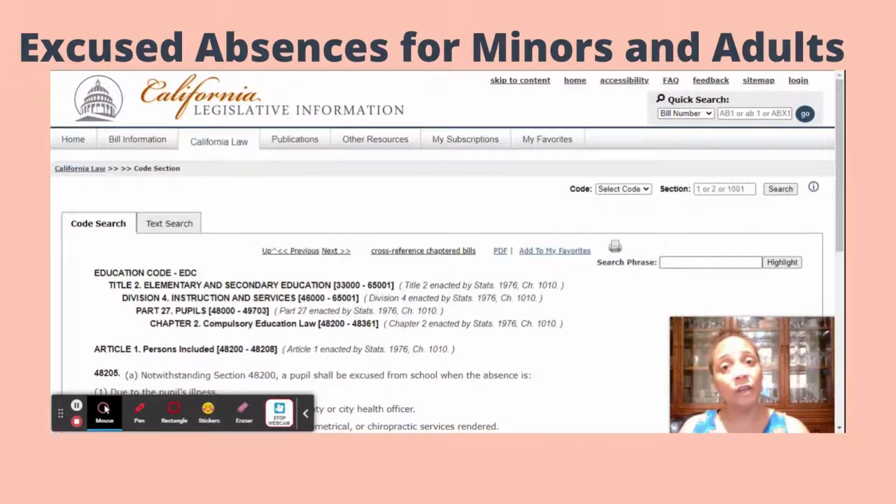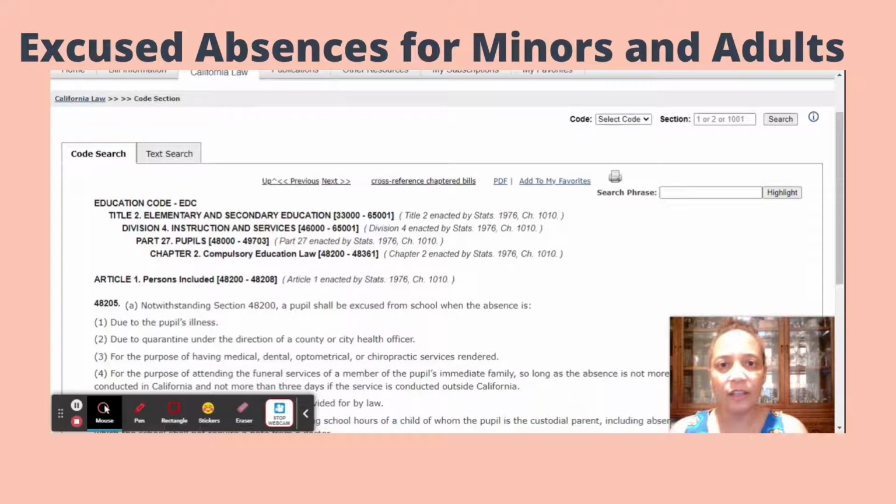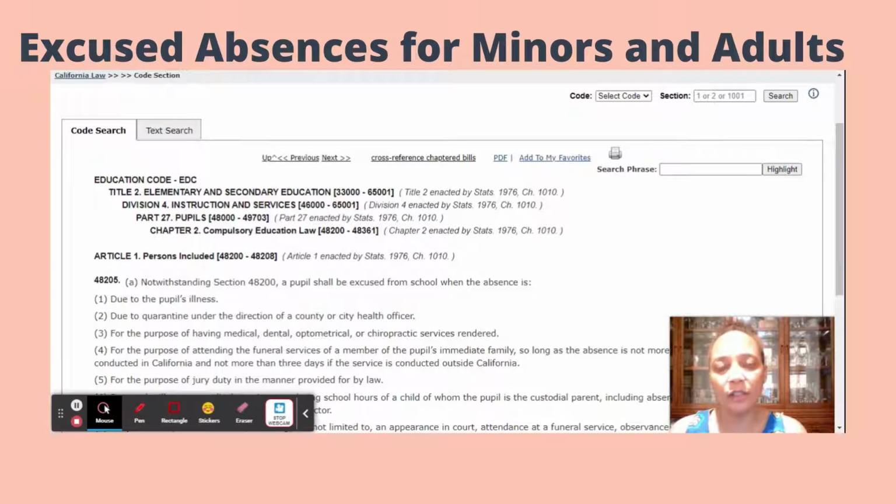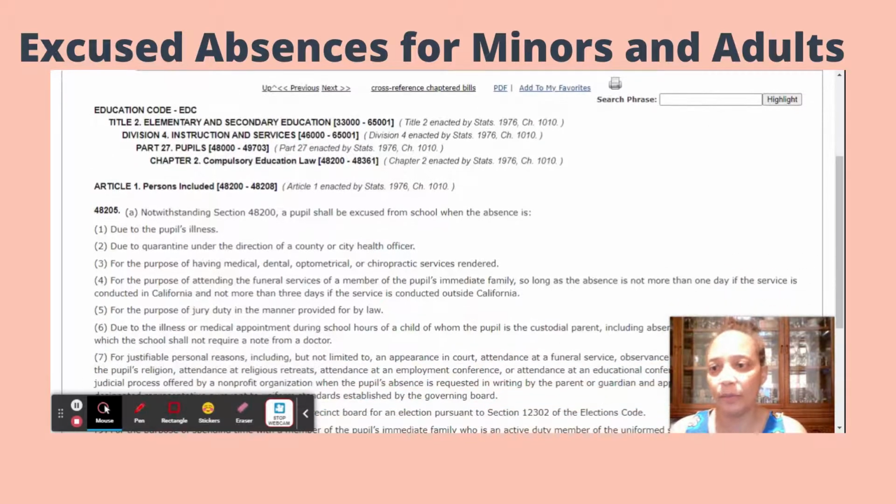Now, just as we have truancy laws that affect minors, we also have education codes that cover excused absences. And I want to show you what those excused absences are here at the website for the California Legislative Information. It is these reasons for excused absences that we use with our adult population.